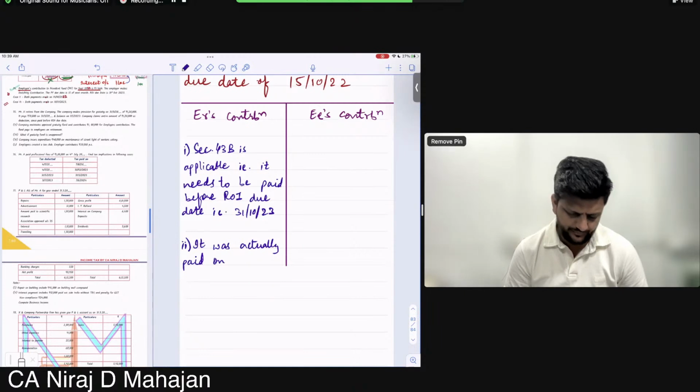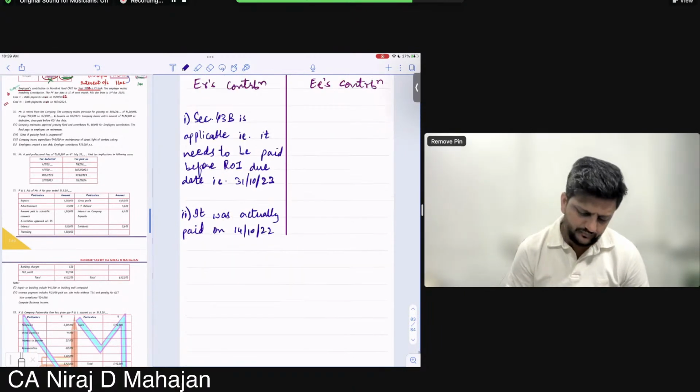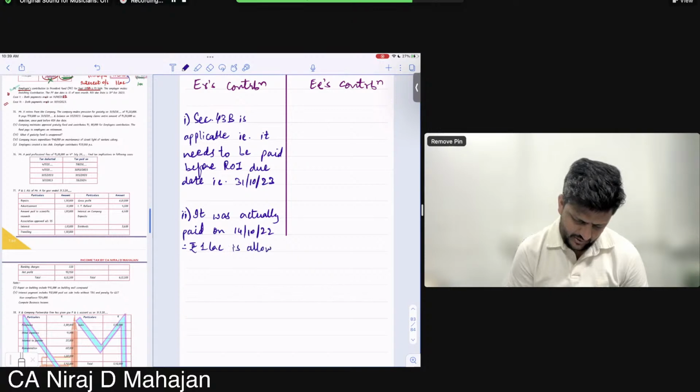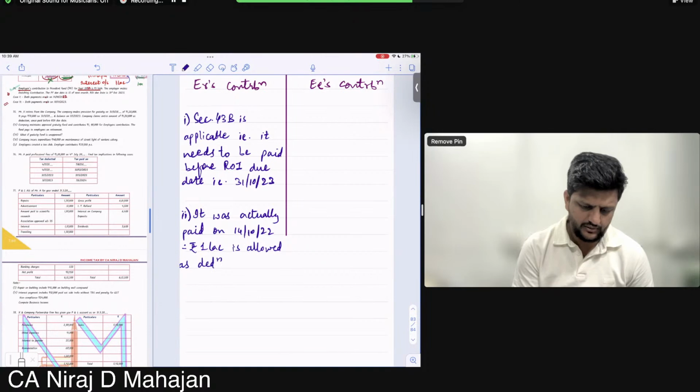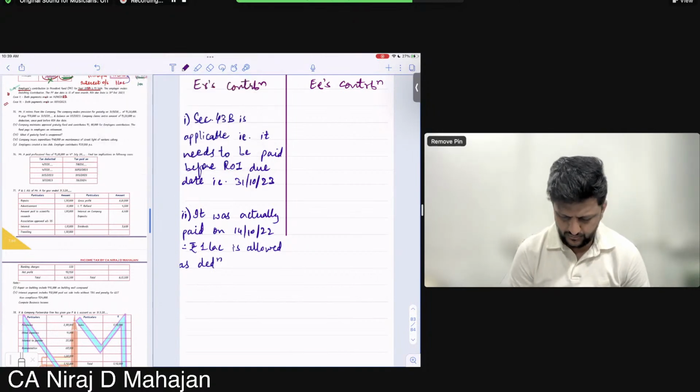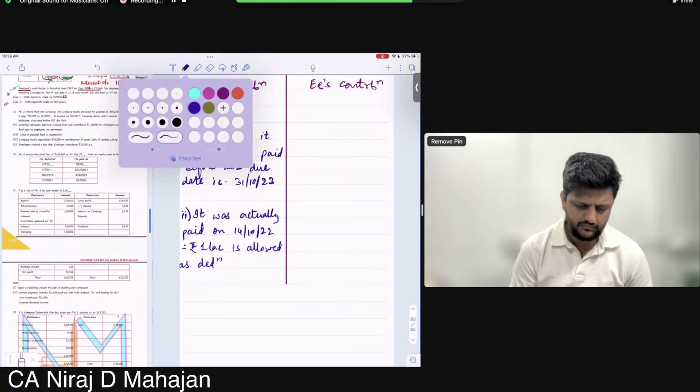It was actually paid on 14th October 22. Therefore, how much was the contribution? Rupees 1 lakh is allowed as deduction. Done?